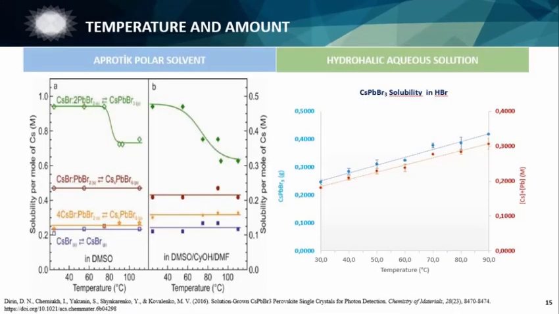In the literature, aprotic polar solvents have been used to obtain cesium lead bromide. When aprotic polar solvents are used, we see the graph of the variation of solubility with temperature. This solubility decreases with increasing temperature. When we look at the solubility test using hydrobromic acid, we observe that the solubility increases with increasing temperature.